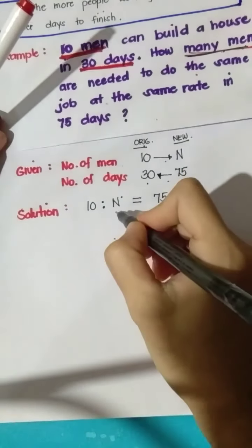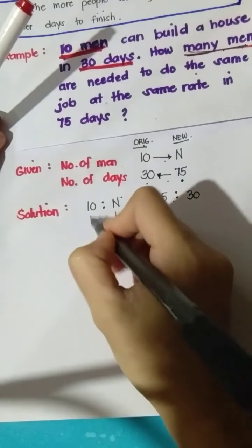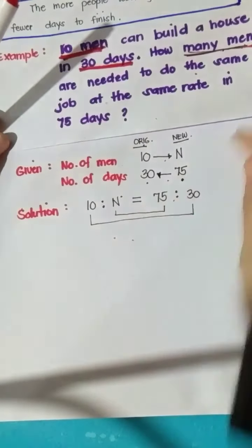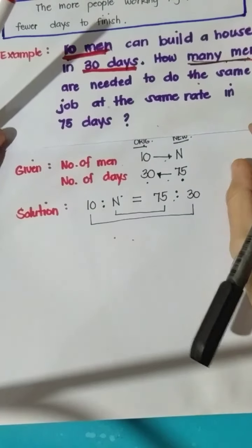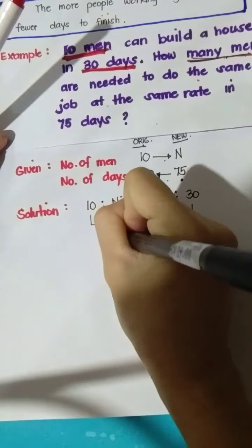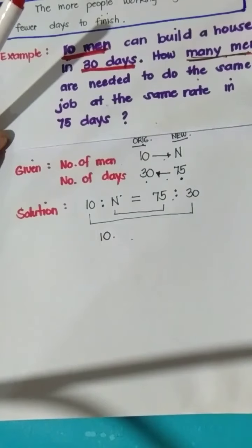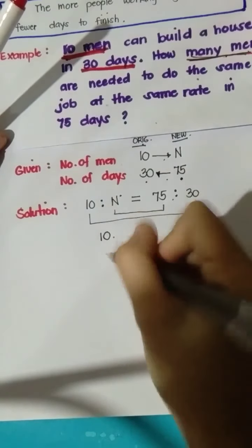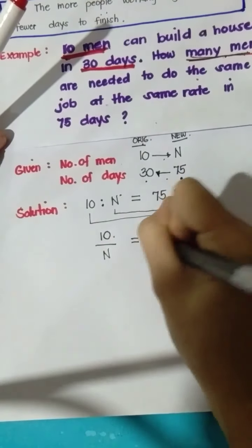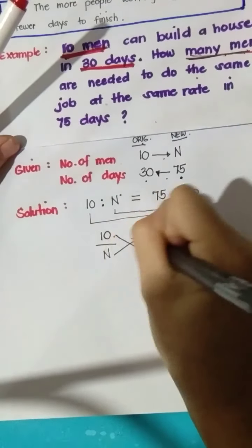Now you can solve this using the column form, by simply multiplying the means and the extremes. But we are used to the fraction form because it's easier to cross multiply. So we will just use the fraction form. Regardless of what method you use, you will end up with the same answer. So we'll have 10 over n is equal to 75 over 30. Then we'll cross multiply.